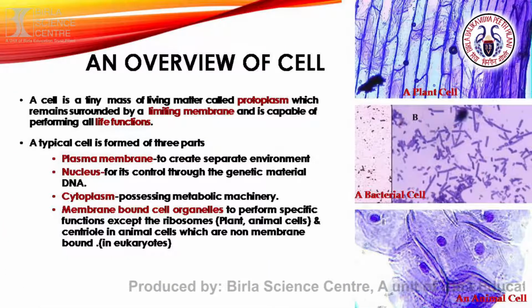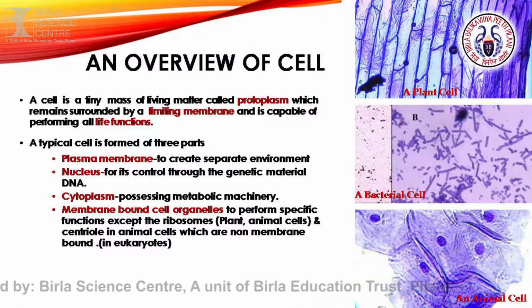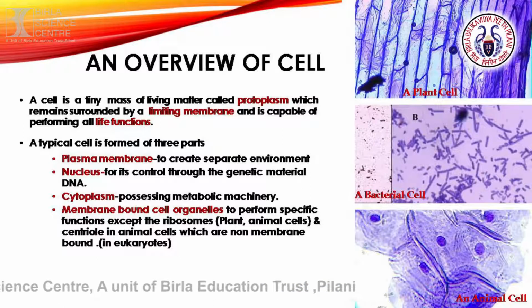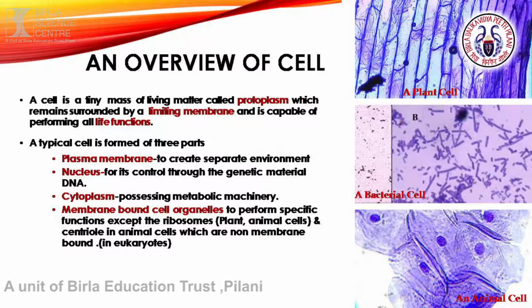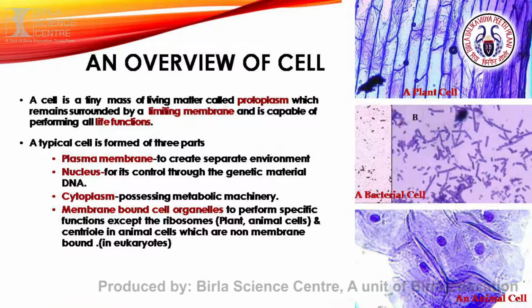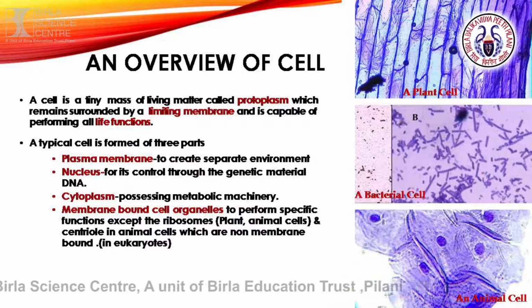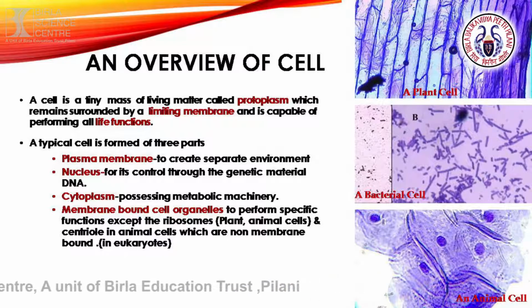Now let us see an overview of cell. Let us see at whole, at totality, what is cell, what all does it have. The cell is a mass of living matter. It is actually life. Cell is a life. So what does it have to give us life? It has got protoplasm to give us life. But this protoplasm, a jelly-like substance, remains limited or surrounded by a plasma membrane, so that the protoplasm doesn't float out here and there. So the first thing which is very important for a cell to have is a protoplasm surrounded by a limiting membrane.